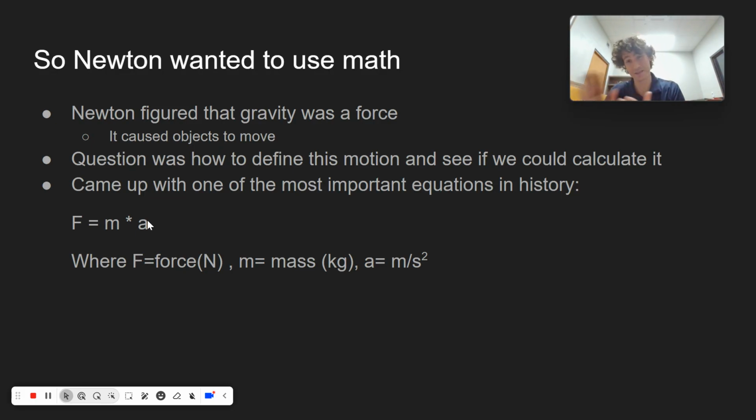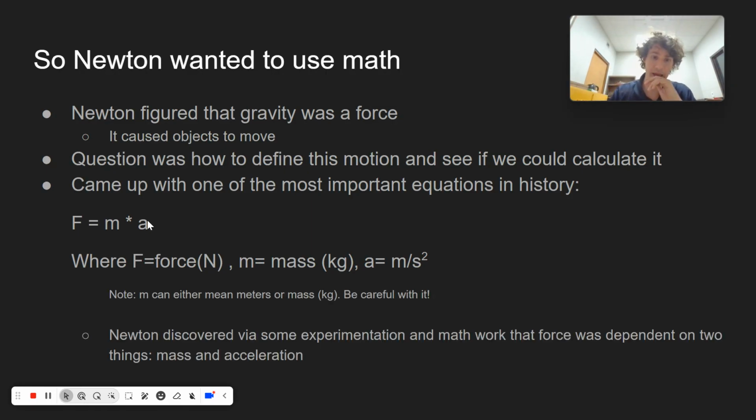Direction is how negatives and positives play in here. We could have forces where if it's going up, it's positive. If it's going down, it's negative. We have different ways of representing this, but fundamentally, forces cause objects to accelerate.